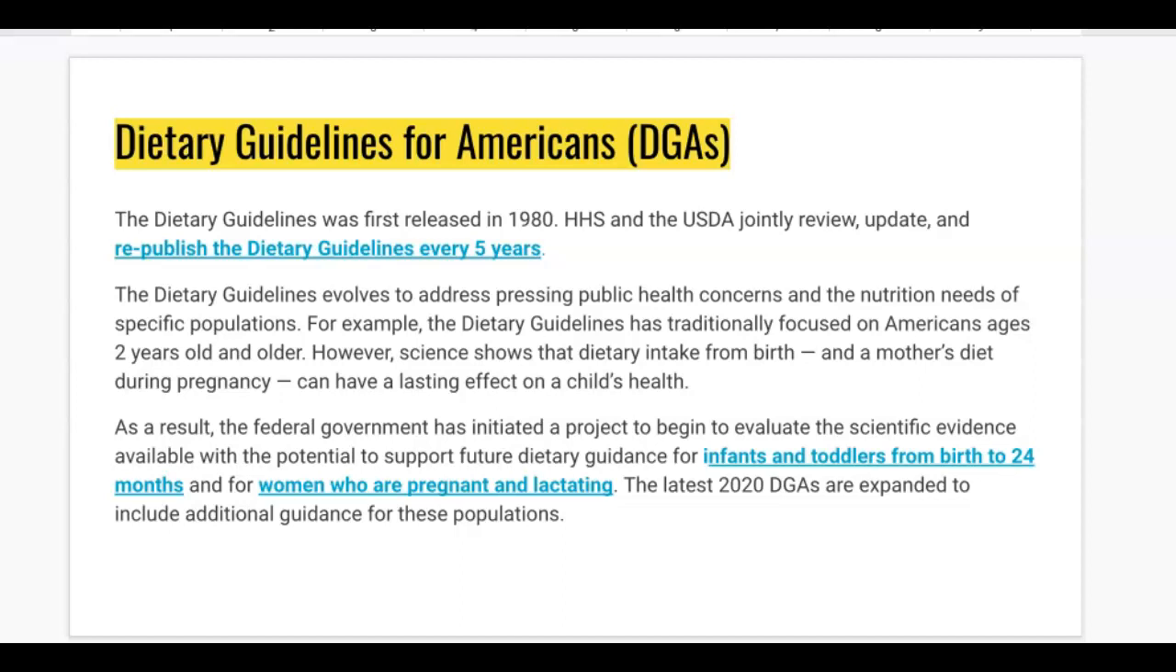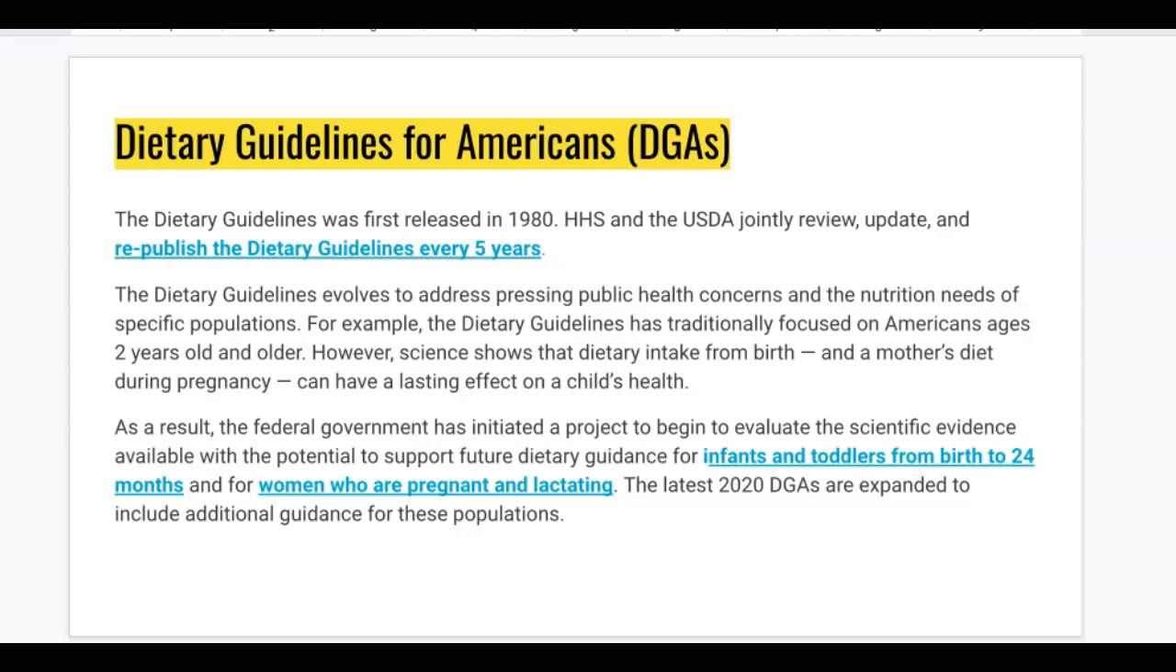Traditionally, the dietary guidelines focused on people 2 years of age and older. But some scientific breakthroughs showed that dietary intake from birth and even a mother's diet during pregnancy can have a really lasting effect on not only the child's health during childhood, but their health into adulthood.